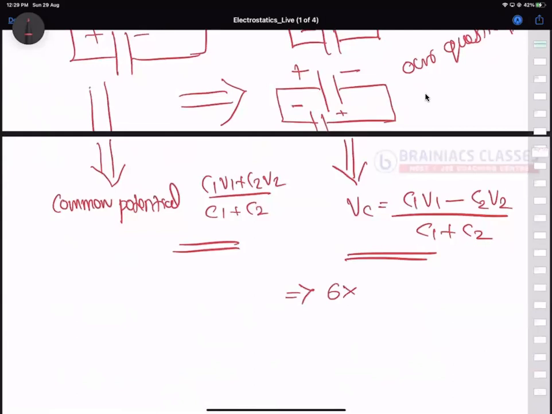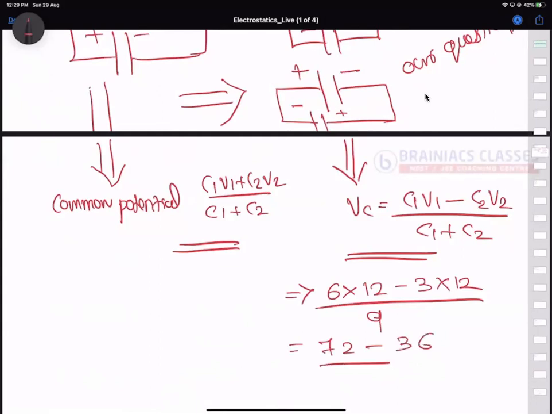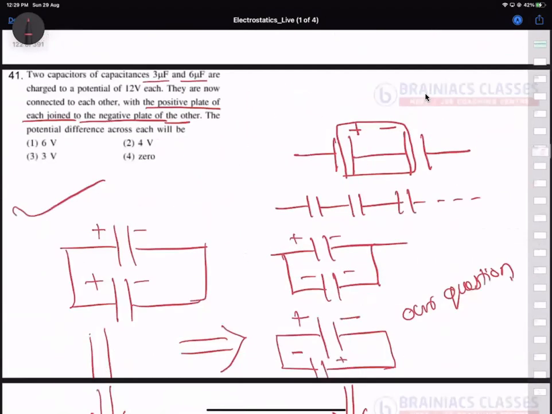6 and 3 are the two capacitances. As I said earlier, microfarad comes in the numerator and the denominator, so both cancel each other. So 6 into voltage 12 minus 3 into voltage 12, divided by 6 plus 3, the two capacitances, which is 9. 72 minus 36, divided by 9. 72 minus 36 is 36, and 36 by 9 is 4. So the answer is 4 volt. Option number 2 is the right answer.